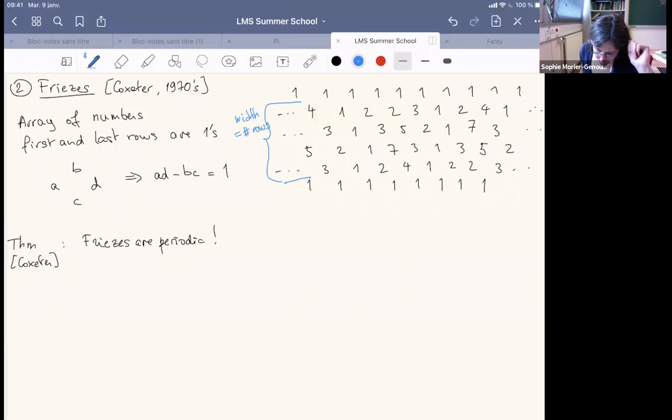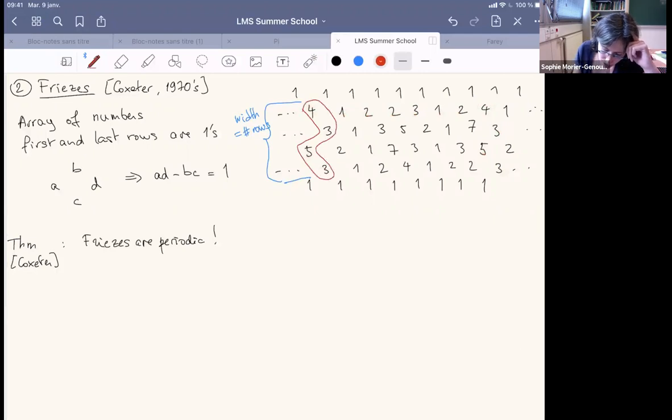So this example is an example of width 4. I don't count the rows of 1. So 1, 2, 3, 4. So it's a frieze of width 4. And I can predict the period. The period will be the width plus 3, so 7. And indeed, if you look at what happened here, here I have a 4. And if I count 1, 2, 3, 4, 5, 6, 7, there is this 4 that repeats. The 3 repeats here. The 5 repeats here. The 3 repeats here.